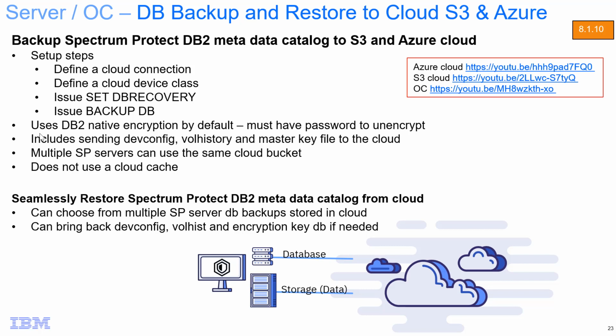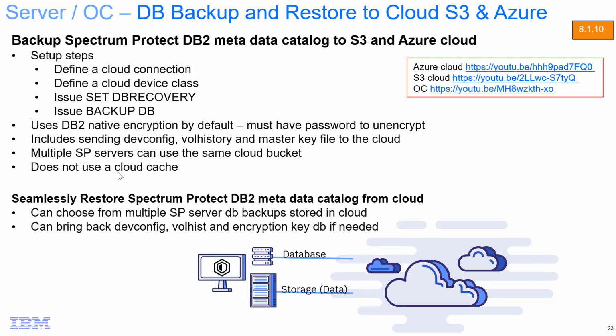Now, when we do this backup, it will utilize a DB2 native encryption by default, and we now include the device configuration files and vol.hist files, as well as the master key file, as part of the data that's sent out to the cloud. And this is important if you have a complete disaster and need to restore from the cloud. Not only can we bring back the database information, but the critical devconfig, vol.hist, and master key files.